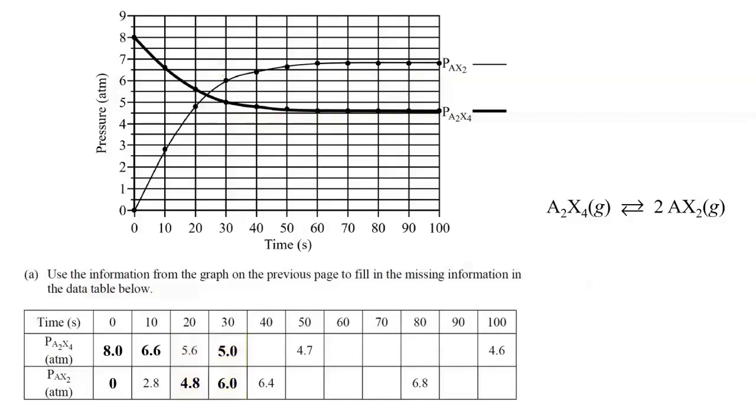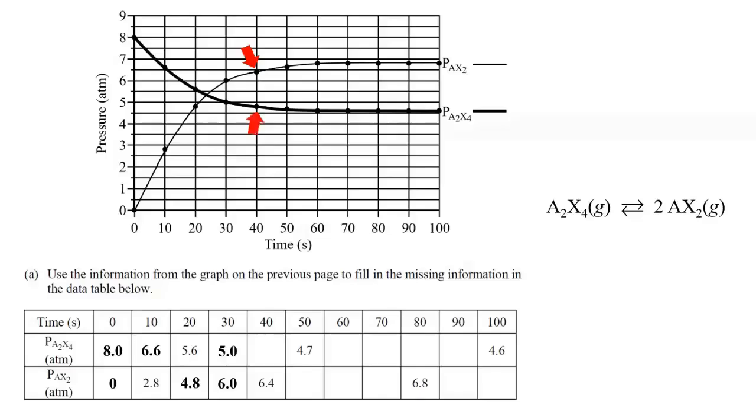Okay, now let's take a look at 40 seconds. We can see from the table that the pressure of the product AX2 has increased to 6.4 atmospheres, and the pressure of the reactant A2X4 has decreased to a value that is just under 5 atmospheres.